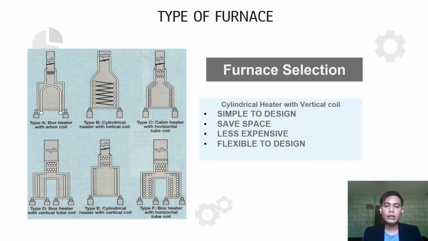For the furnace selection, I'll select type E cylindrical heater with vertical coil because of a few reasons. First of all, it is simple to design because of the cylindrical shape. It is also proven to save some space compared to the other furnace. It's less expensive and it's flexible as the convection part of the furnace can be included in the design or not.